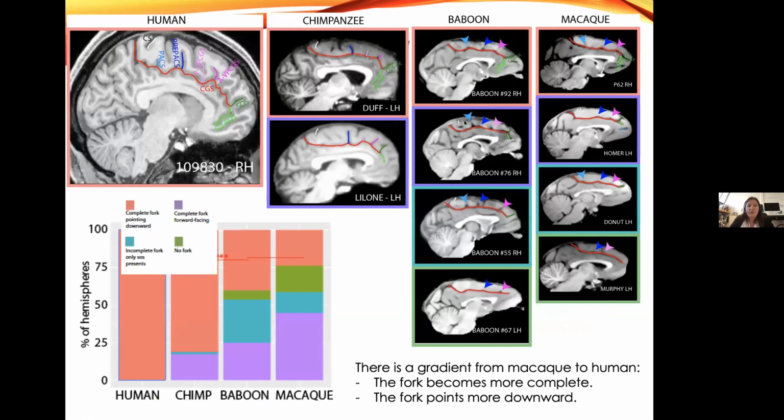So what's going on in the other species? Here we have in human, the fork looking downward. This is what we see here. In 100% of hemispheres, the fork is pointing downward.